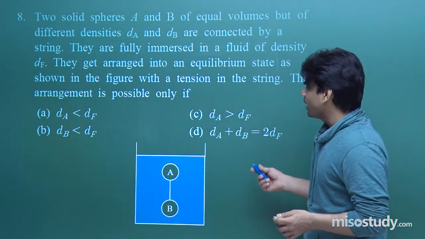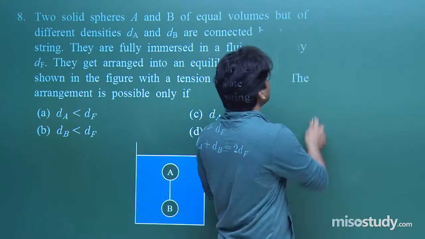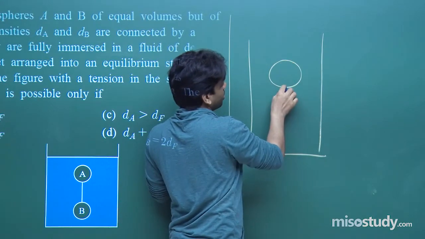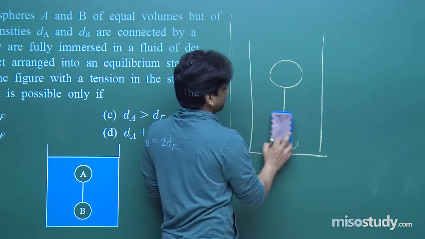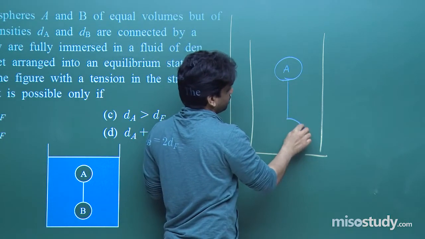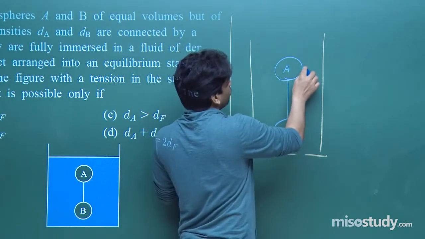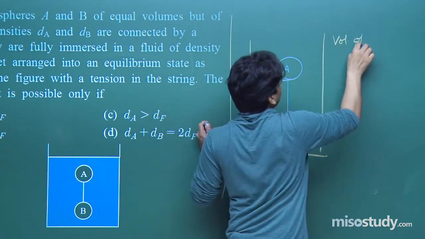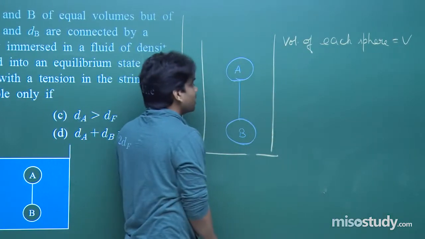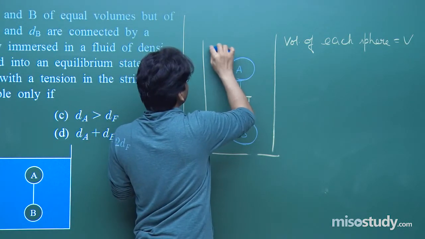We have to comment on the values of dA, dB and dF. How are they related? Let me show you the scenario. We have a container, and two spheres A and B connected with the help of a string. Both have the same volume, let's say V. The tension in the string, let's say it's T, and the spheres are completely submerged.